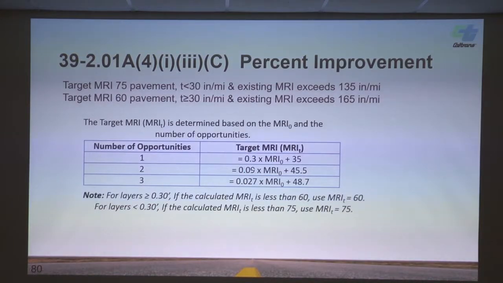So if we had two opportunities, I'll have 9% of 200, which is 18, plus 45, which is 63. It ends up being less than 75, but it's going to bottom out at 75. So there are some general rules here: when we calculate these targets for lifts that are greater than 3/10, we're not going to let that equation give us something lower than 60, because that would make the spec tighter than what it would have been if we just had the 60 table. And if we have a lift that was under the 75 target table, we're not going to let it spit out a value that's less than 75.